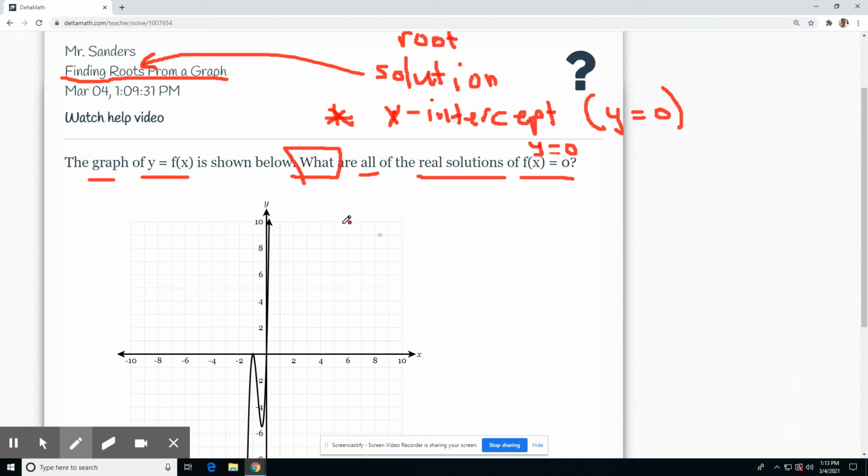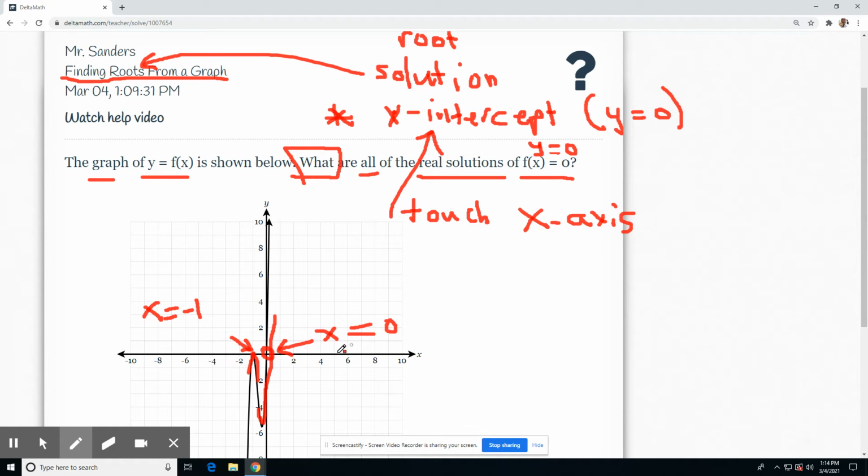So where does this graph touch the x-axis? X-intercept is touching the x-axis. It's really important to recognize when it bounces like this. So it bounced right there. Where did it bounce at? That's the value of x equals -1. Where else did it touch? It's kind of hard to see, but there it goes, right there at x equals 0. And that's all it touched. So that's going to be our answer.